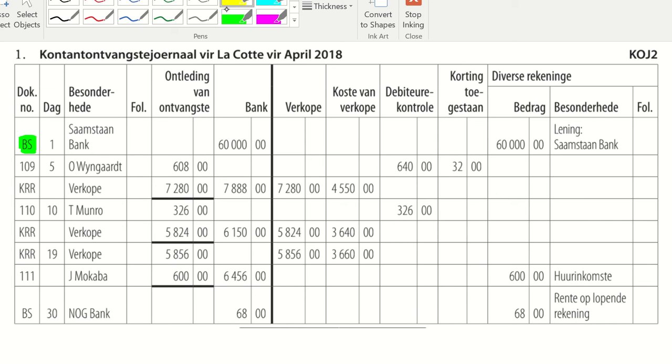Daar is niks in ontleding en ontvangste nie. Niks is hier nie, want ons het nie die geld fisies in ons hand gekry daai dag nie. We never received the money in cash. It was paid directly into our bank account.